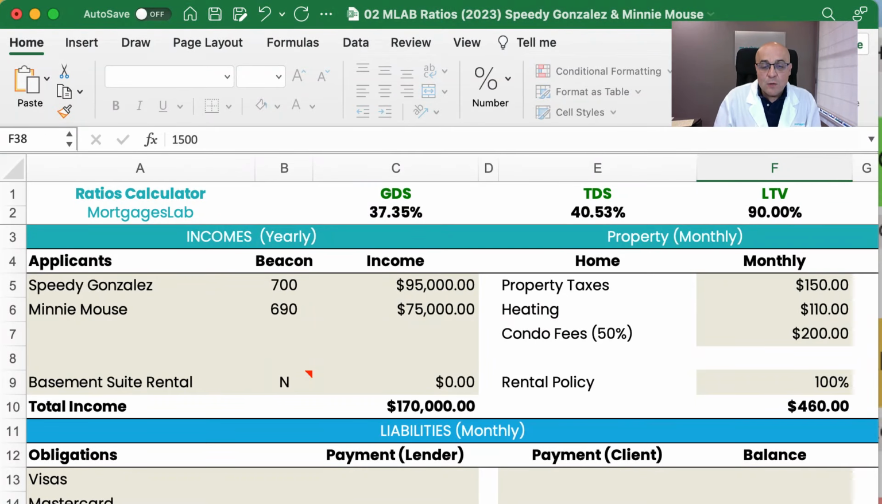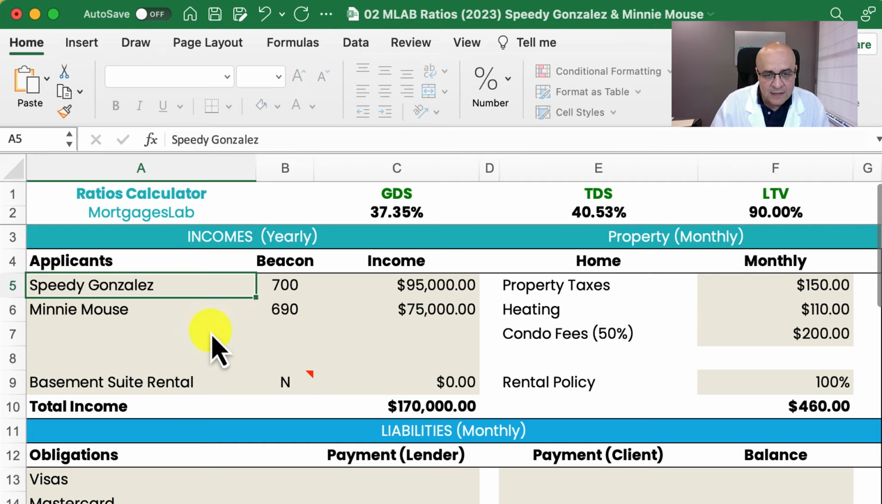This is how we calculate the numbers to make sure that your mortgage is going to get an approval before we even submit to the bank. This is Camilo Rodriguez with Mortgages Lab, and I'm going to show you how to do the numbers for a pre-approval or for a purchase for any property, first-time home buyer, or anybody that would like to buy a property right away. So we have here the client's name, Speedy Gonzalez in this case.